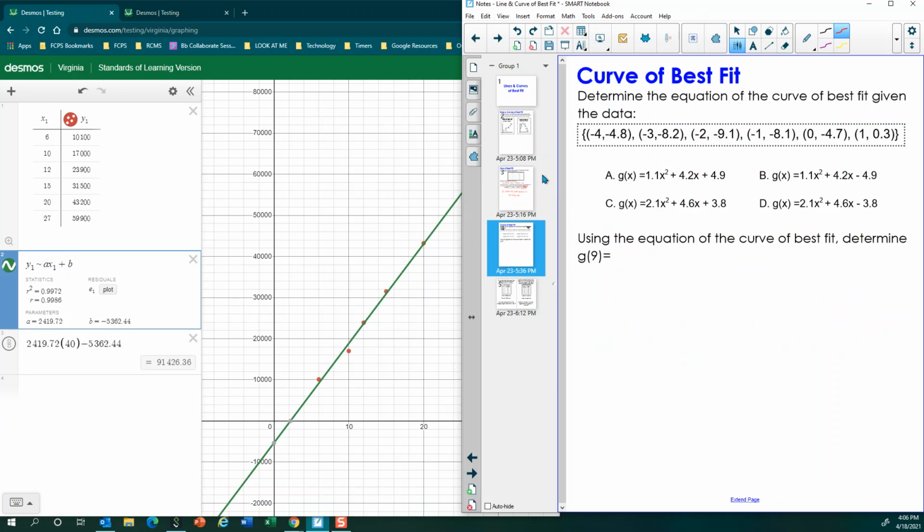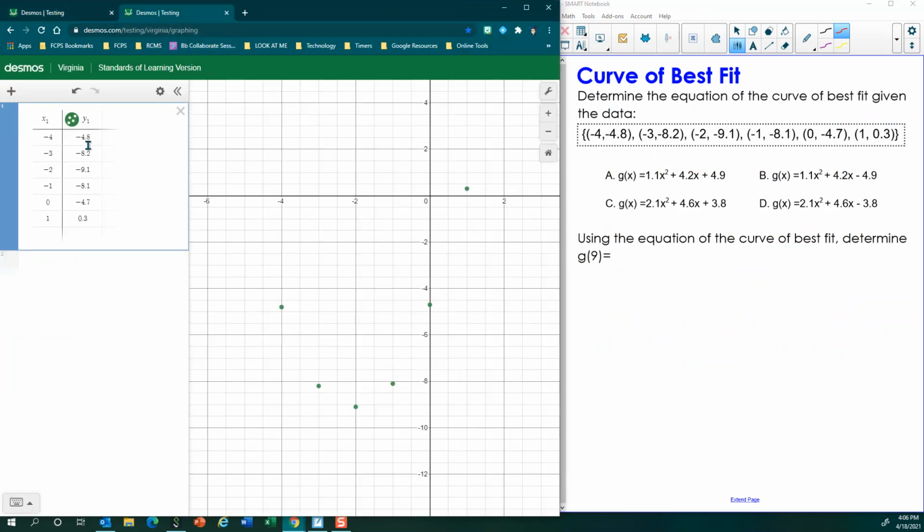All right, so we can also use this when the data isn't quite linear and instead it's quadratic. So I've entered this data here into my table, and I want to determine the equation of the curve of best fit, because if we look at this, this isn't going to be matched just by one straight line. Instead, we can really see a nice parabolic curve here that we want to model.